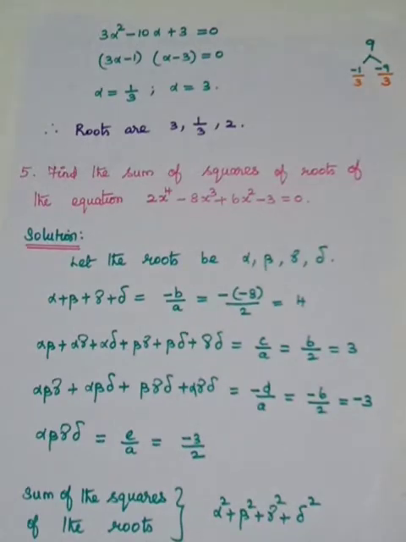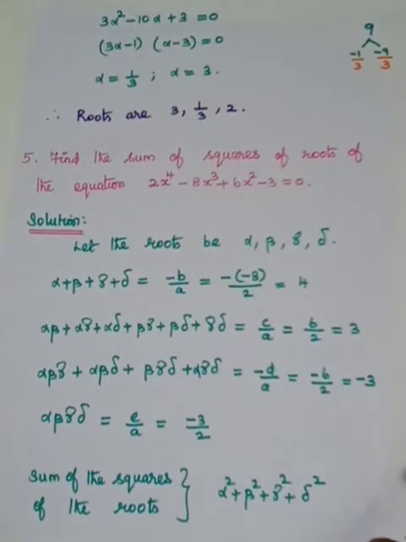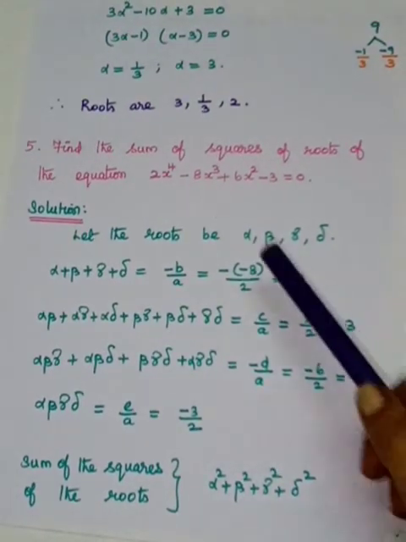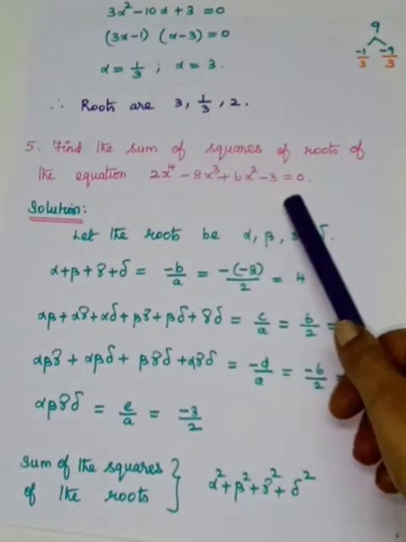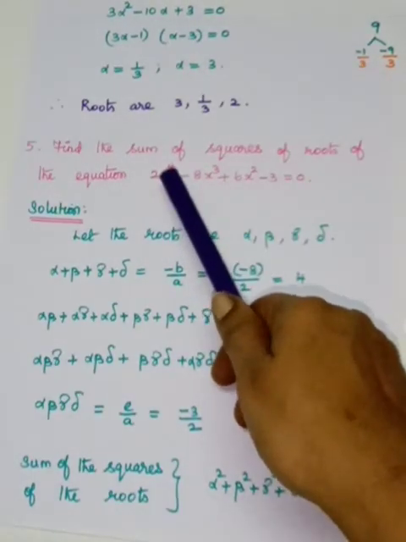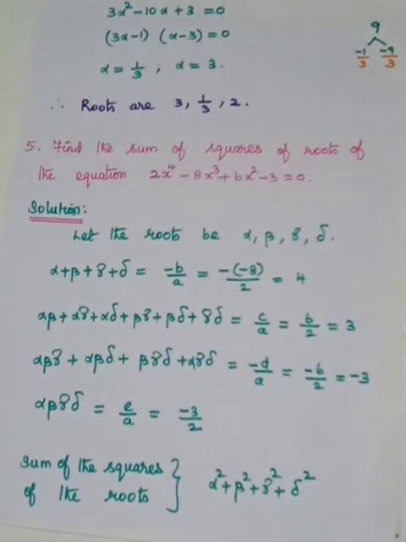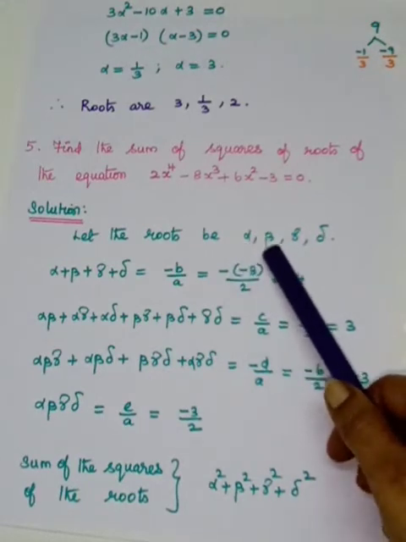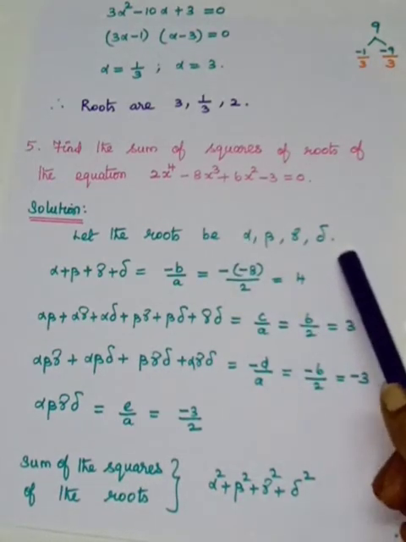And coming to problem number 5. Find the sum of the squares of the roots of the equation. The equation is given. You see the degree is 4, so it is a polynomial equation of degree 4. How many roots does it have? 4 roots. So we have named them alpha, beta, gamma and delta.